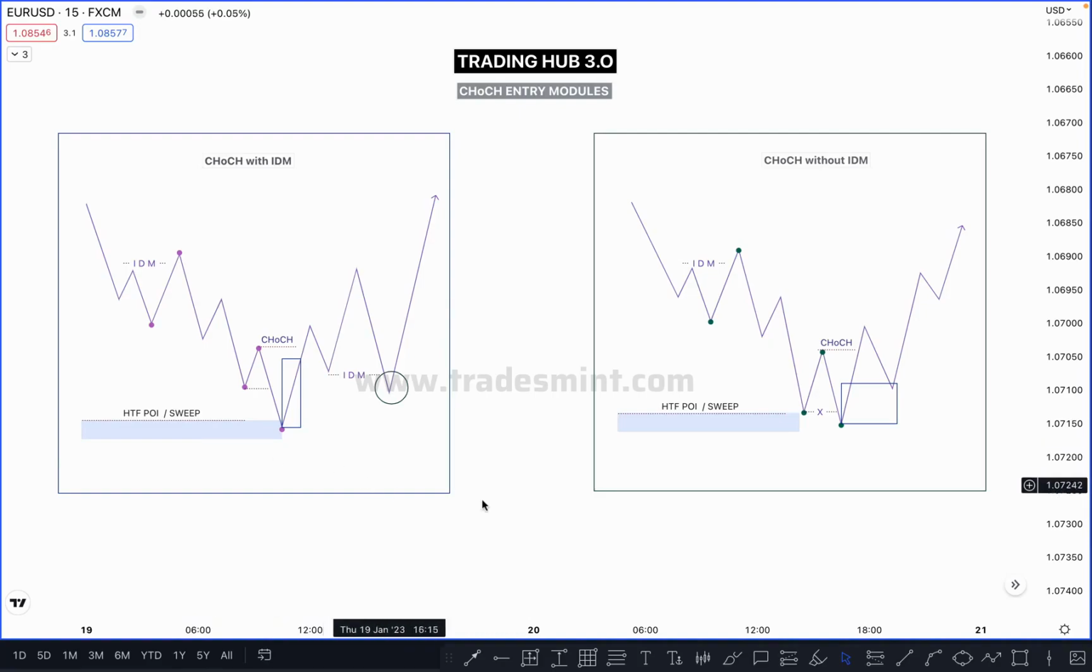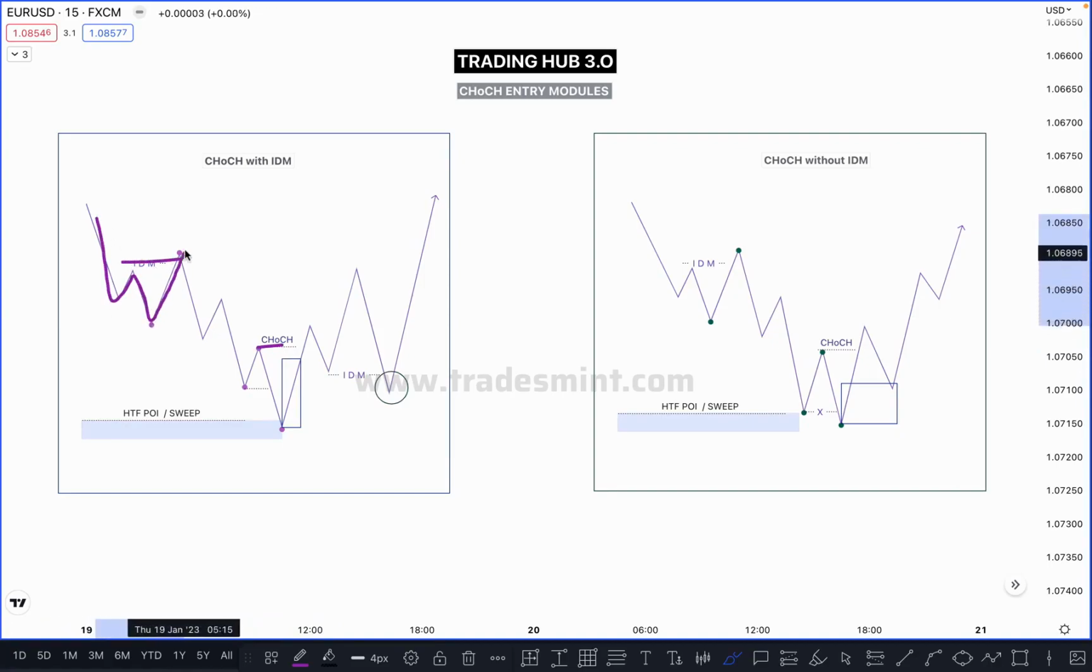And then what happens here? A similar thing will happen when the market breaks the first high. This one is called a change of character, not inducement. This one is our inducement because the market has not tapped any PD zone here. So that's why this is inducement.